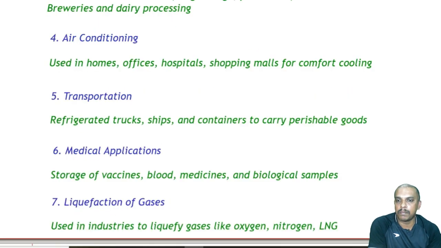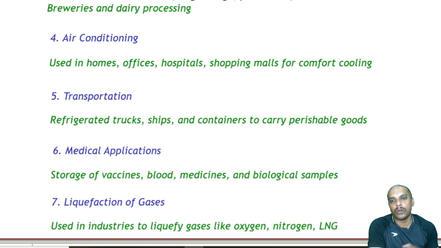Then medical applications. So, there are medical applications, like as we said, storage of vaccines, even blood, medicines and biological samples, you need cooling. So, refrigeration is extensively used in all of these applications. And liquefaction of gases, there are gases like, let us say, nitrogen or oxygen, whose boiling point is lower. If at all you want to make it liquid, you have two options. One is either pressurize it or cool it to the boiling temperature. So, even there you use refrigeration.